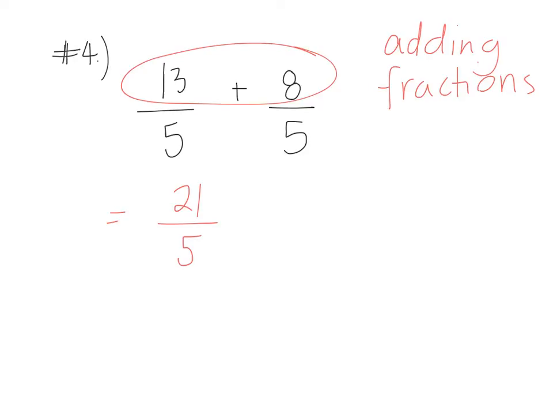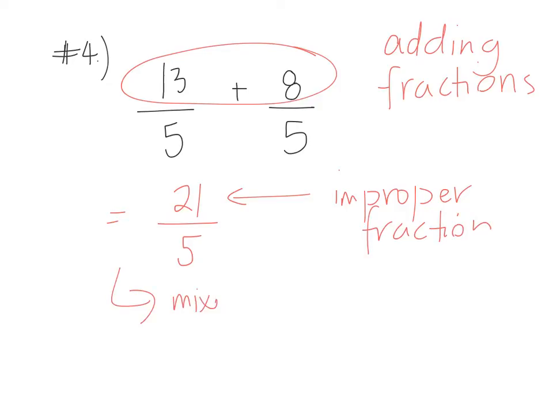Now this is an improper fraction because the numerator is larger than the denominator. So we're going to turn this into a mixed number. Do you remember how to turn this into a mixed number? Divide. Okay, so 21 divided by 5, 5 doesn't go into 21 evenly. How many times does 5 go into 21? 4. Okay, so there's 4 wholes, and what's left over?